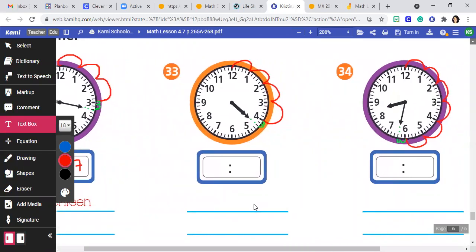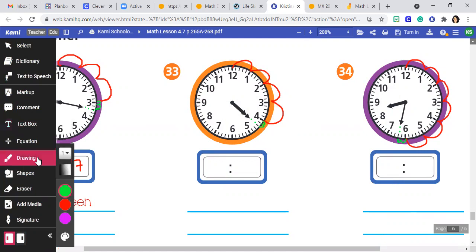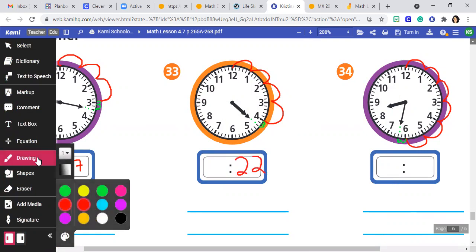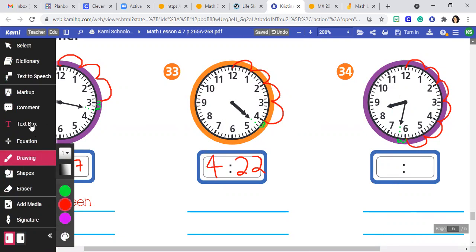Number 33. I've used the red line to show my skip counts of 5s. And so if I look here, I've got 4 groups of 5, so that's 20. And then I used the green to count the minutes. So 20, 21, 22. So the minutes past the hour are 22. Where's the hour hand? Well, it's kind of overlapping our minute hand here. It's in between the 4 and a 5. So that means it's not 5 o'clock yet, so it's still 4 o'clock. So the time is 4:22.